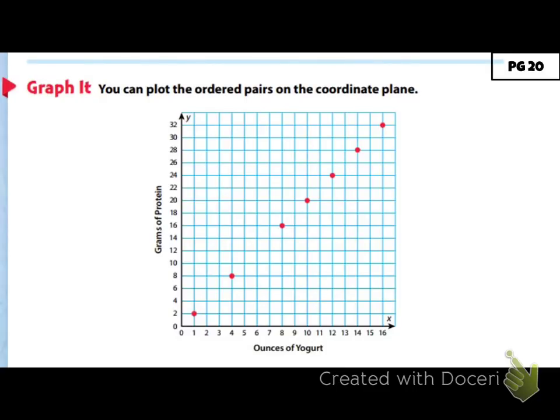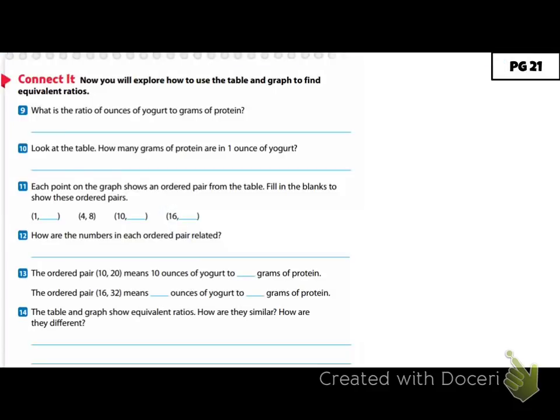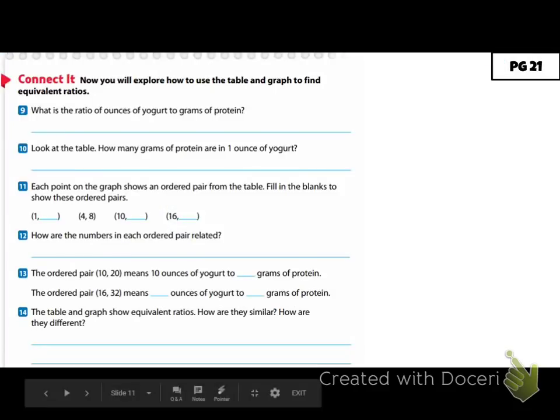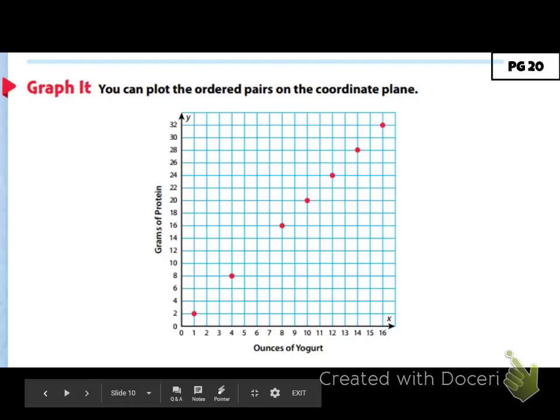You can also plot the ordered pairs on the coordinate plane. You get these by completing the table like we did up above. So, once you have your table, then you can make ordered pairs. So the first one was 1 to 2. So you put your 1 to 2 into a coordinate pair, and then 4 to 8, and so on. And then that's where those dots are.